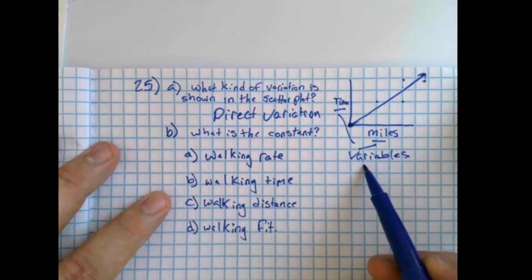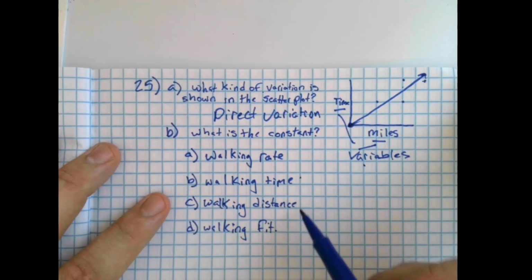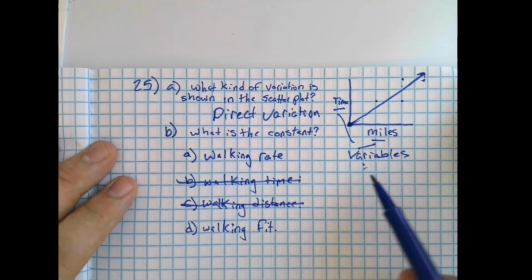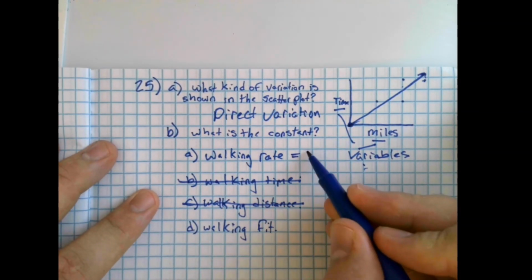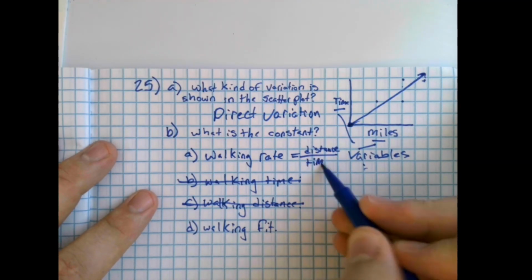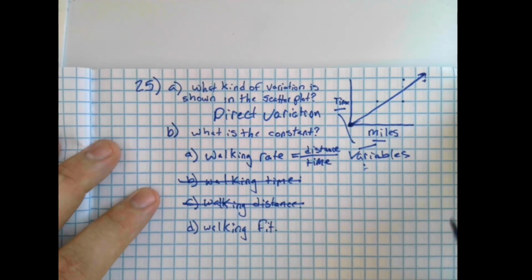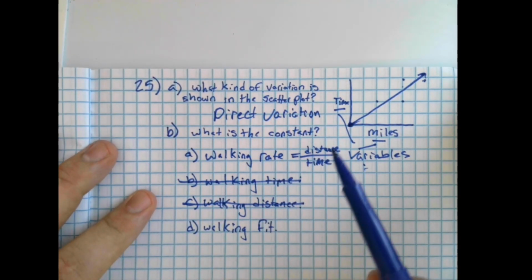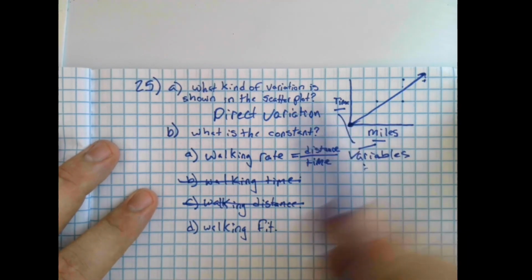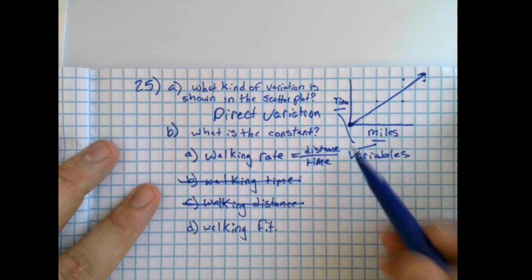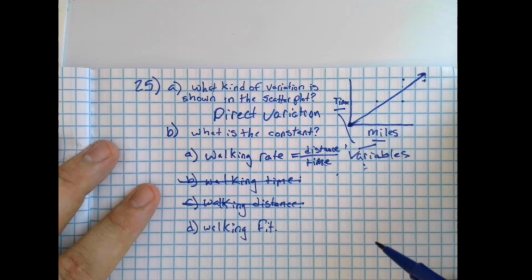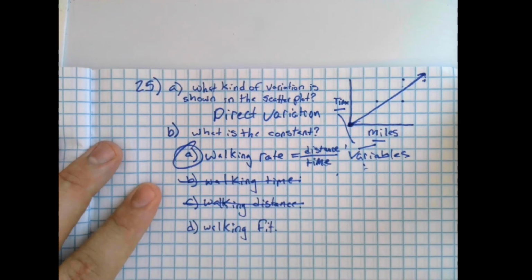Now, a variable is the opposite of a constant. So when it says walking time and walking distance, we know those are not constants because those are variables. Now, rate is distance over time, and fit is nothing we've ever talked about. So, remember that in a direct variation, we have a constant ratio, and that ratio is distance over time, our two variables put together. So that means A is our answer.